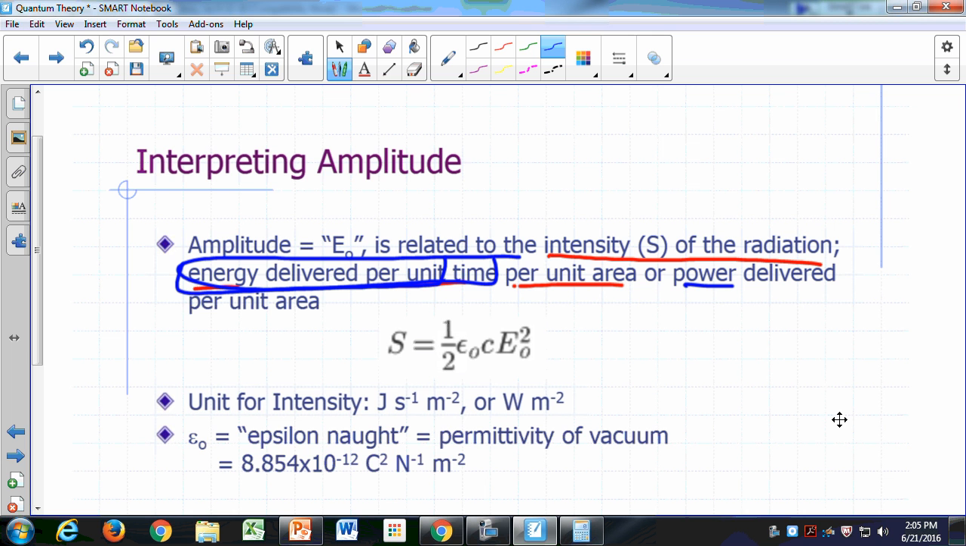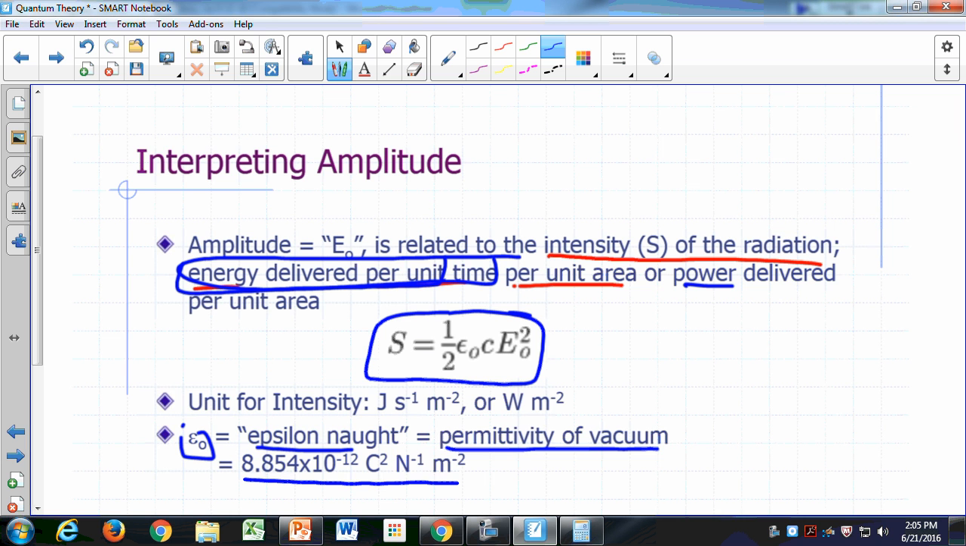Now, how is the intensity related to the amplitude? It's given by this equation right here. Intensity is 1/2 times some constant known as epsilon naught, which is called the permittivity of vacuum, and it has this value right here, 8.854 times 10 to the negative 12 coulomb squared per newton per square meter. So that's epsilon naught. C is the speed of light, 2.998 times 10 to the 8 meters per second.